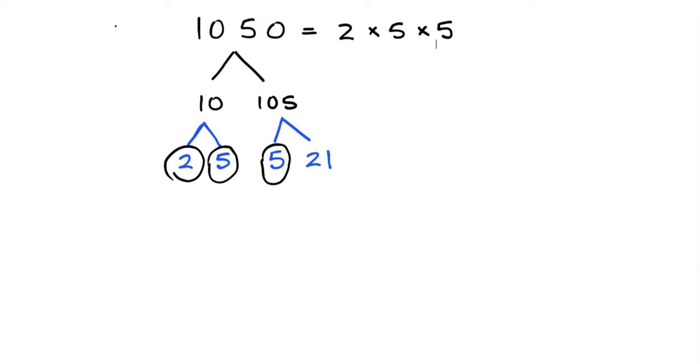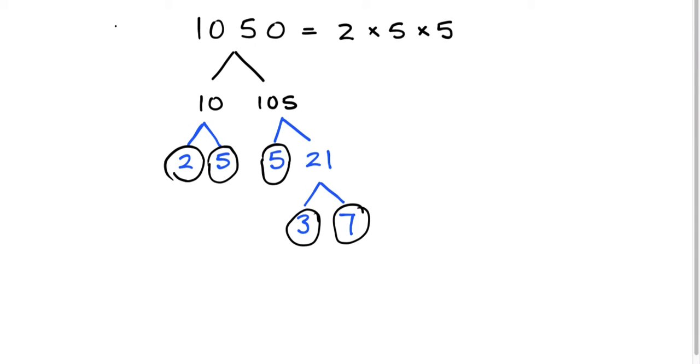But 21's not prime, so we need to factor it again. So I'm going to keep going with the 21. 21, I know 3 goes into 21. 21 divided by 3 is 7. So 3 times 7. 3 and 7 are both primes. So these are part of my prime factorization as well. And so I have 2 times 5 times 5 times 3 times 7.